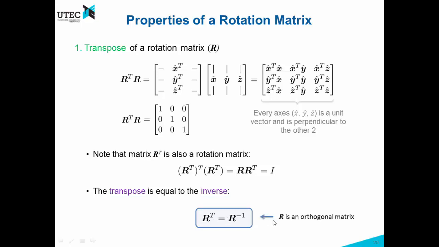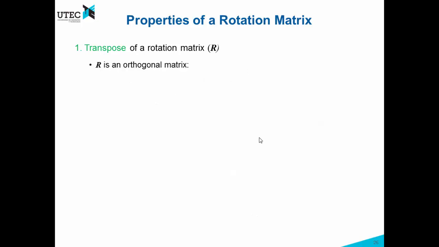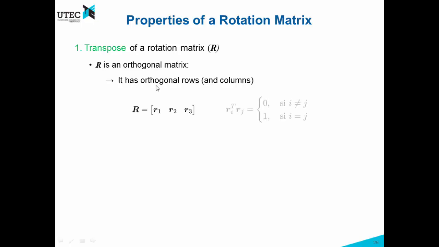And this means that R is an orthogonal matrix. That's just the denomination of this type of matrices. Now, R is an orthogonal matrix. This means that it has orthogonal rows and also orthogonal columns. For example, here we have columns R1, R2, and R3. The property of orthogonal matrices is the following, that if I multiply, for example, R1 with R2, the result is 0. If I multiply R1 with R3, the result is 0. And if I multiply R2 with R3, the result is 0.